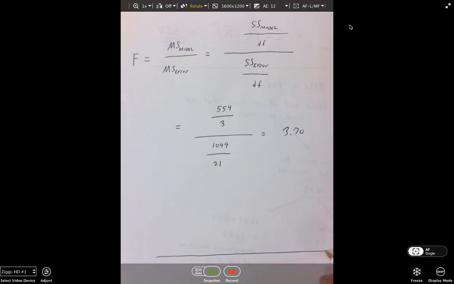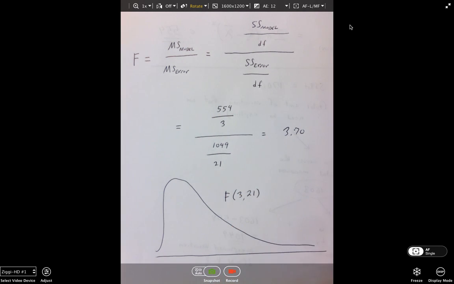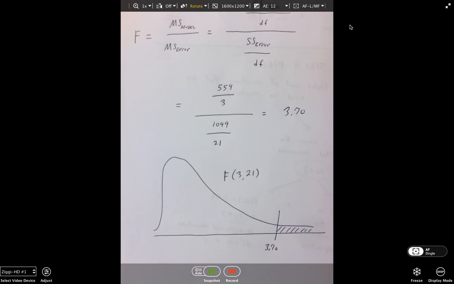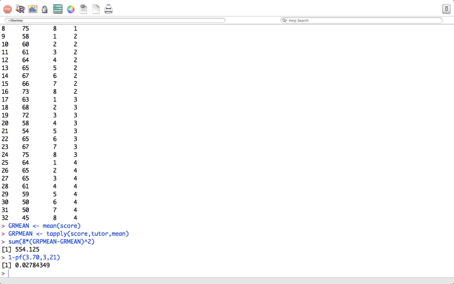So in our F distribution, degrees of freedom 3 and 21, what's the area to the right of that? Well, that's easy to do in R. So we're going to go 1 minus pf, and I want 3.70, comma 3, comma 21. So this is 0.028. When we jump into R, that should be the calculations of our model.